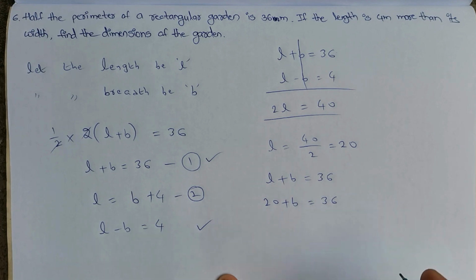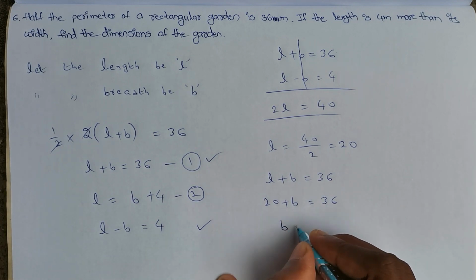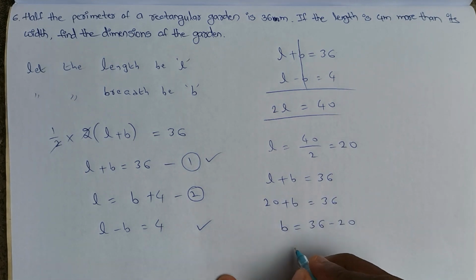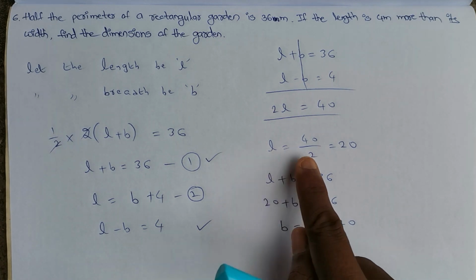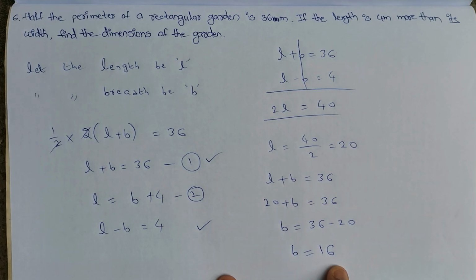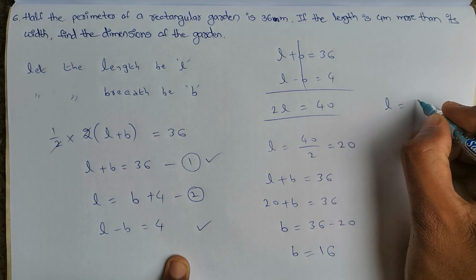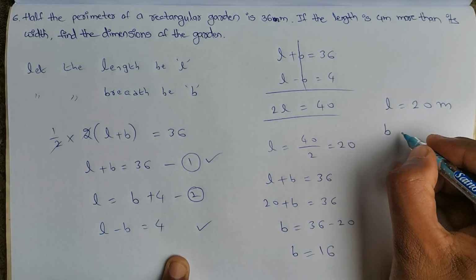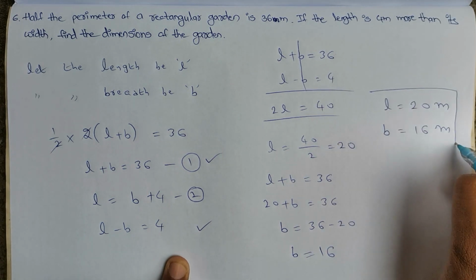If we take this 20 to the right side, we will get B is equal to 36 minus 20. B is equal to 16. Here length we got 20 and breadth we got 16 and the measurements are in meters, so length is equal to 20 meters and breadth or width is equal to 16 meters.